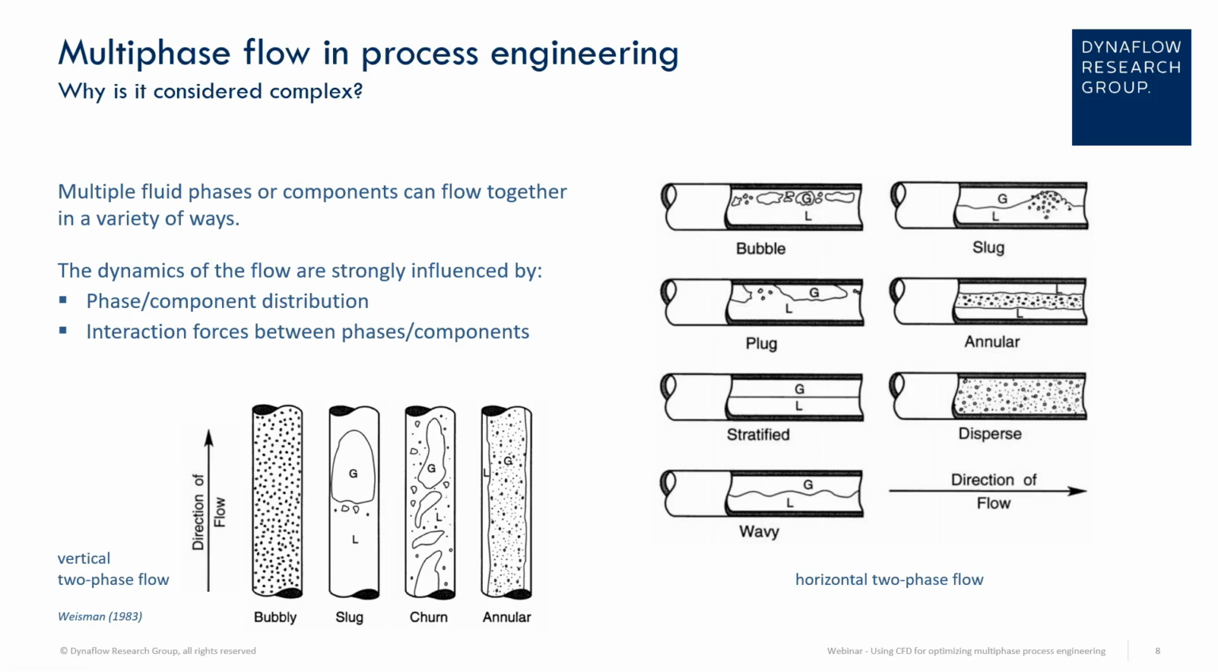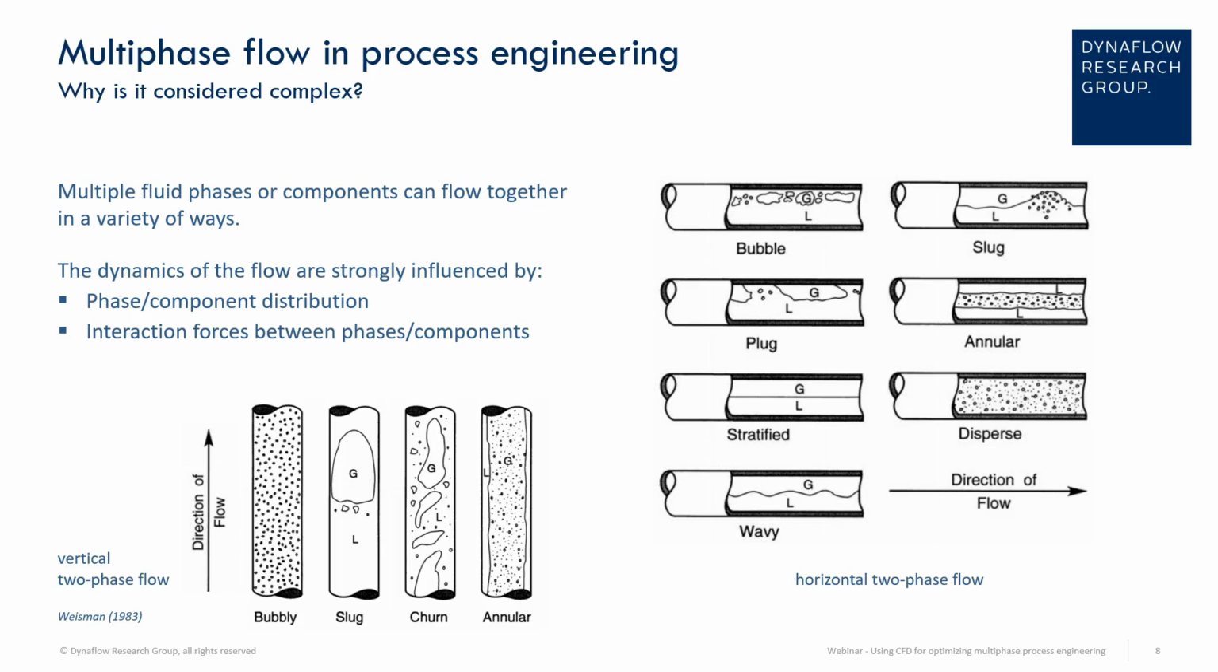The important thing to take from this is that the dynamics of your process flow are strongly influenced by the distribution of phases throughout the cross-section. So if you have a dispersion of fine bubbles versus a central column of gas moving at high velocity, that completely changes the dynamics of the flow. And the interaction forces between phases and components can also be radically different.